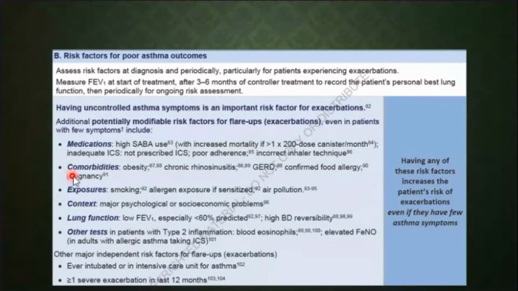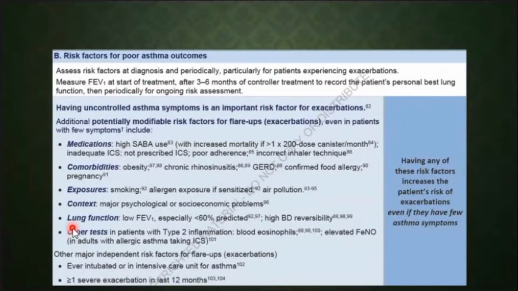Look at modifiable comorbidities: obesity, rhinosinusitis, gastroesophageal reflux, food allergies, or even pregnancy. So all these can be modified. Obesity, you can ask them to work on that, increase their exercise, improve their exercise tolerance, change their dietary habits. Exposure to smoking or allergens, then that is where you have to explain to them.